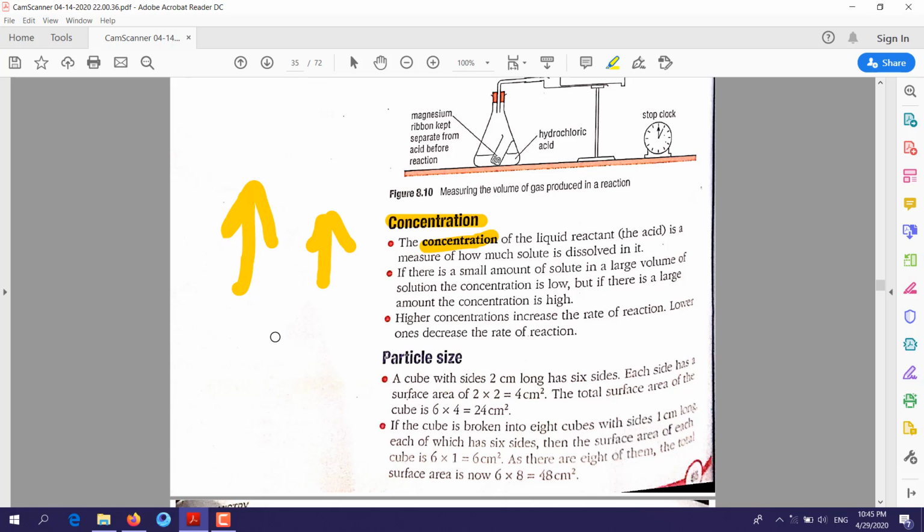The explanation is: when you add more substance, or when you increase the concentration, you are adding more particles. Depending on the particle theory, higher concentration means more particles. More particles means the chance of collision will increase. When the number of collisions is higher, that means the rate of reaction will increase, or the chemical reaction will be faster.